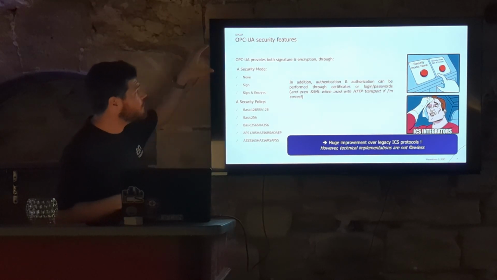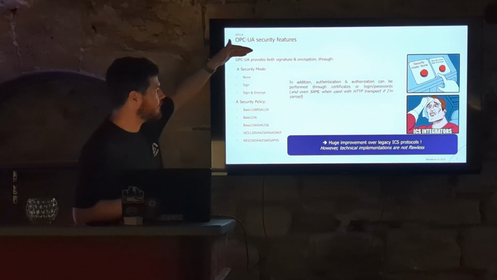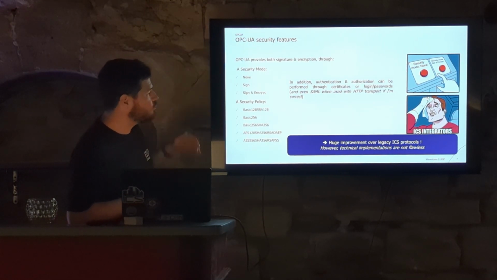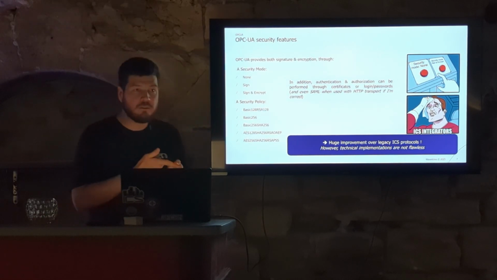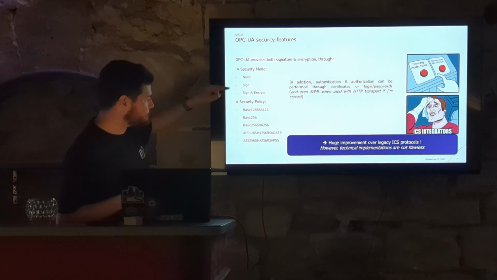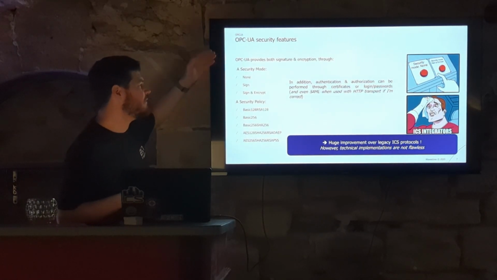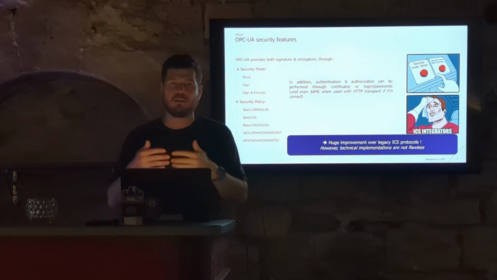So I said that OPC UA provides security features. So yes, you can have both signature and encryption. The first thing that you define when you create an OPC UA server is the security mode. It can be none, which means no security at all. It can be sign, or sign and encrypt. There's a big difference, and people in ICS cybersecurity like to be able to sign things without encrypting them.